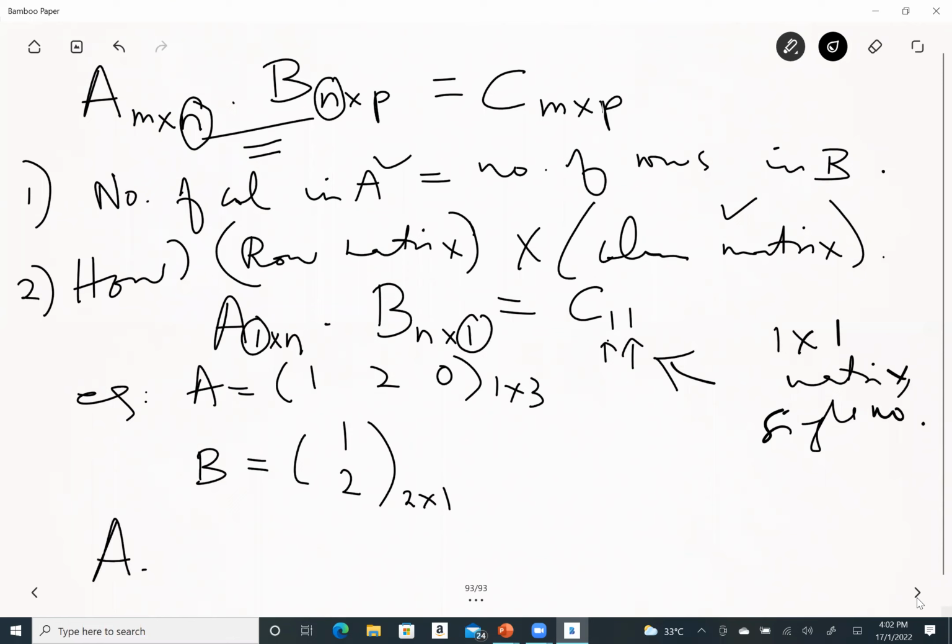Boleh ke tak boleh? Tak payah tulis, cakap je. Boleh ke tak boleh? Boleh. Boleh. Macam mana kata boleh? Cuba cerita sikit. First rule. Tengok yang rule ini je dulu. Is the number of columns in A equal to the number of rows in B? Sama ke tak sama? Sama. Sama ke? Cuba cek balik.